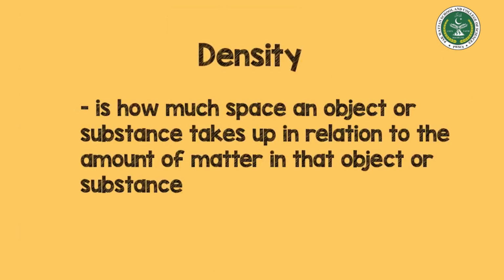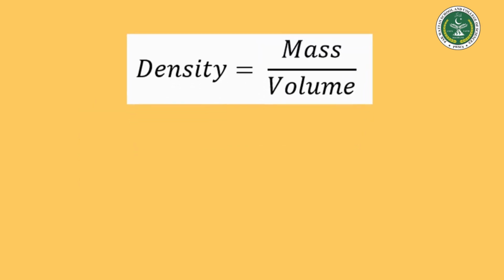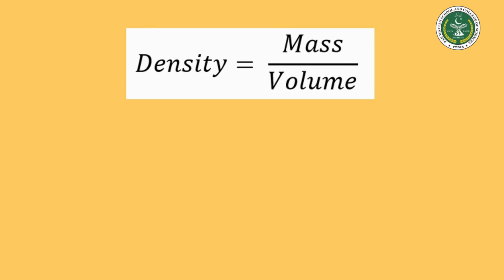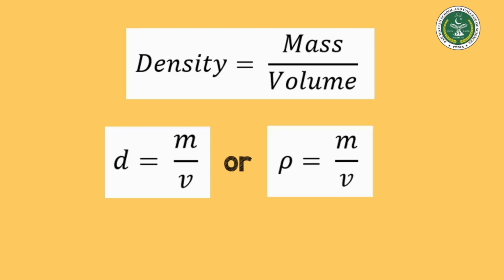Density is how much space an object or substance takes up in relation to the amount of matter in that object or substance. Scientifically, density is the mass per unit volume. Density is denoted as small letter d. Mass is small letter m and volume is small letter v. So the formula of density is equal to mass divided by volume. There are also books that use rho as the symbol for density.